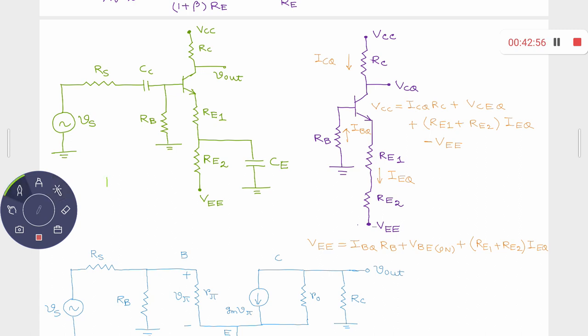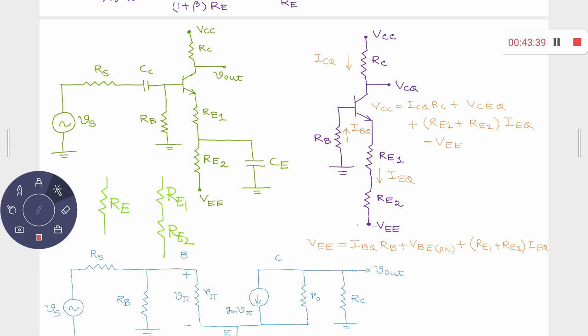Previously you had only one RE. This time this RE is divided into two resistors, one is RE1, second one is RE2. And interestingly, this RE2, the lower one, also has a capacitor in shunt with it. So another capacitor is here in parallel with RE2. So what is the implication of this particular structure?